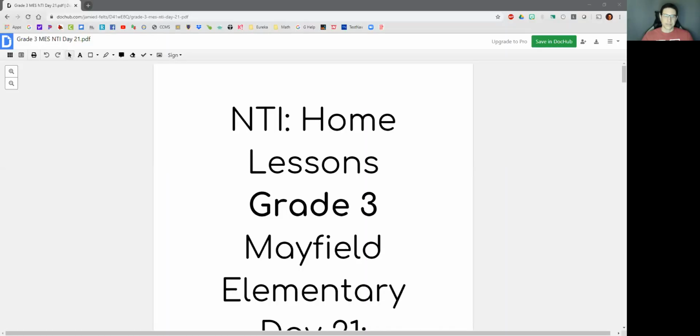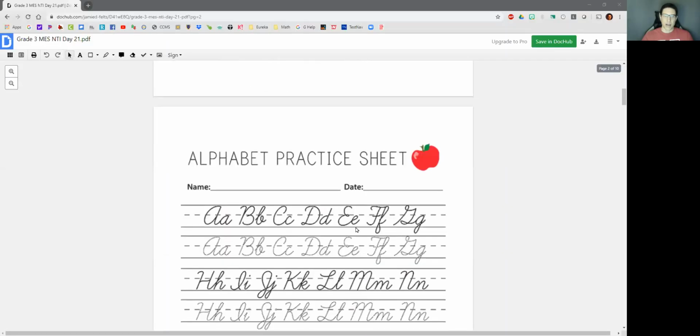Day 21, NTI, grade 3 lessons. And so let's just jump right into it. Let me bring up the pages that go along with our day today. Day 21, grade 3. Hopefully you have that there.